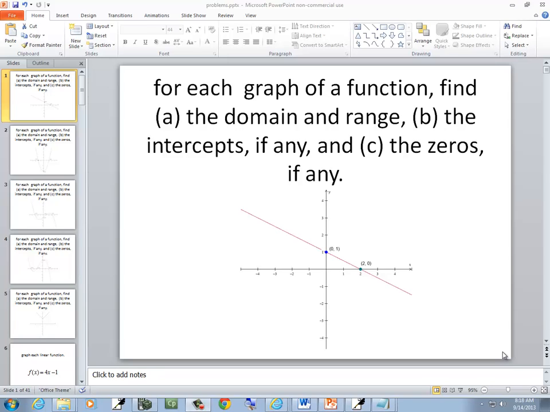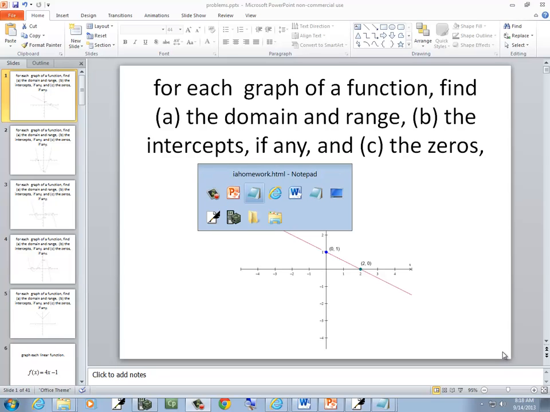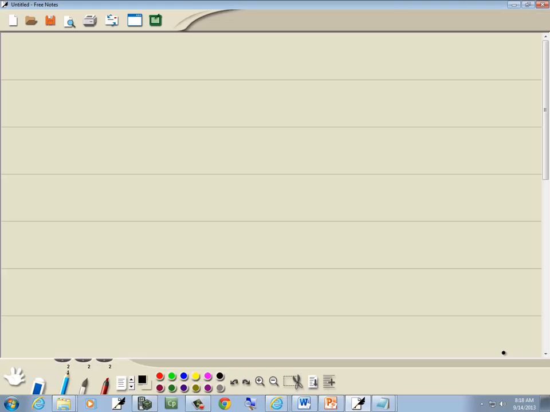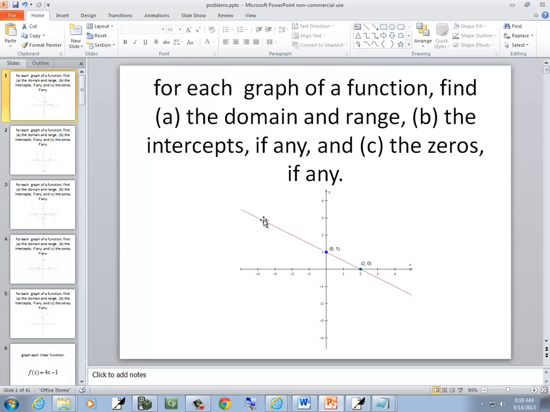In this problem, for each graph of a function, find the domain and range, the intercepts, and then the zeros. So let's start with our domain. Now our domain is the x values where the graph exists. And remember, when this comes off the end of the graph, it means it keeps going forever following that pattern.